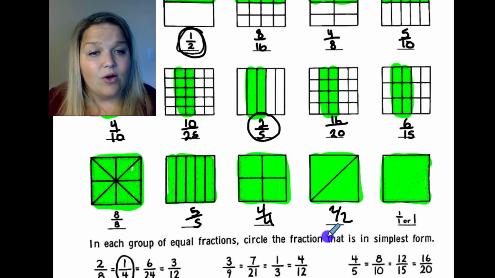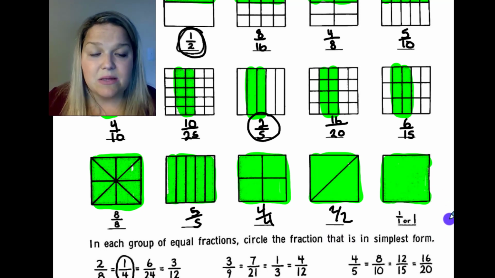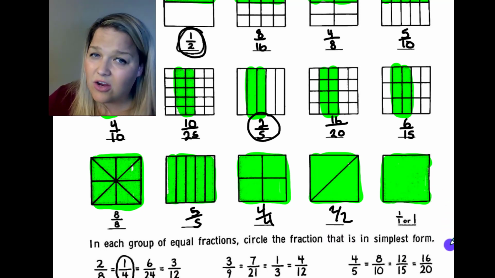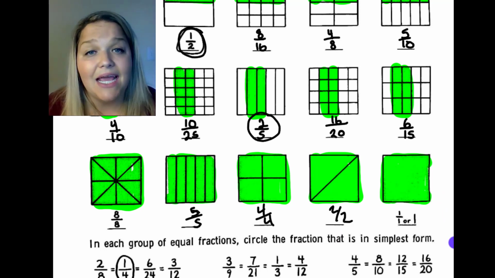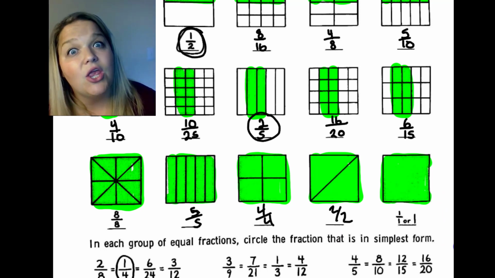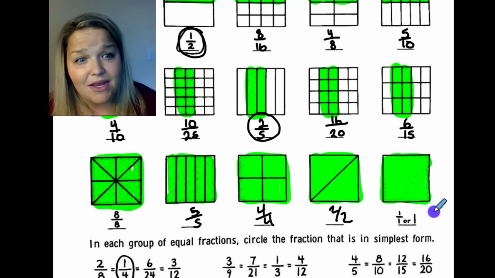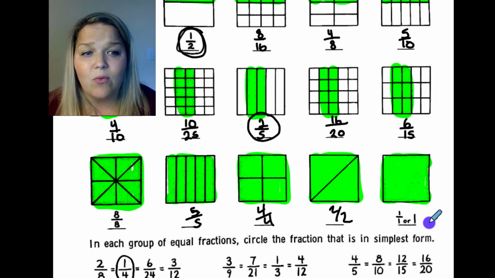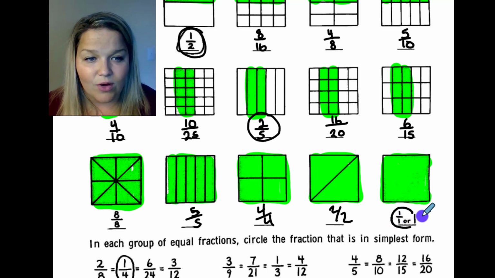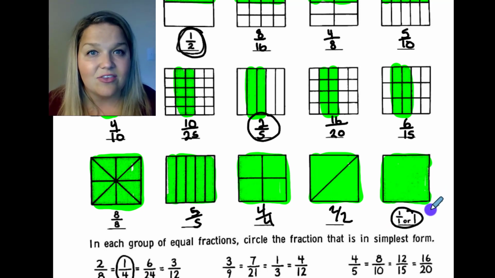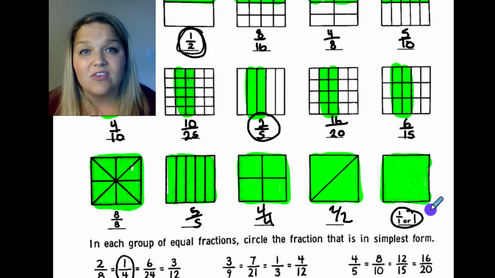So if you are looking at this and somebody asks you, hey, you think you're going to eat just half that sandwich? And you're like, oh no, I'm going to eat 8 out of 8 of my sandwich. You wouldn't say that. You're like, no, I'm going to eat the entire sandwich. I want one whole sandwich. So simplest form over here is 1 out of 1, or 1. Excellent. It's the smallest and most simple way to express a quantity.